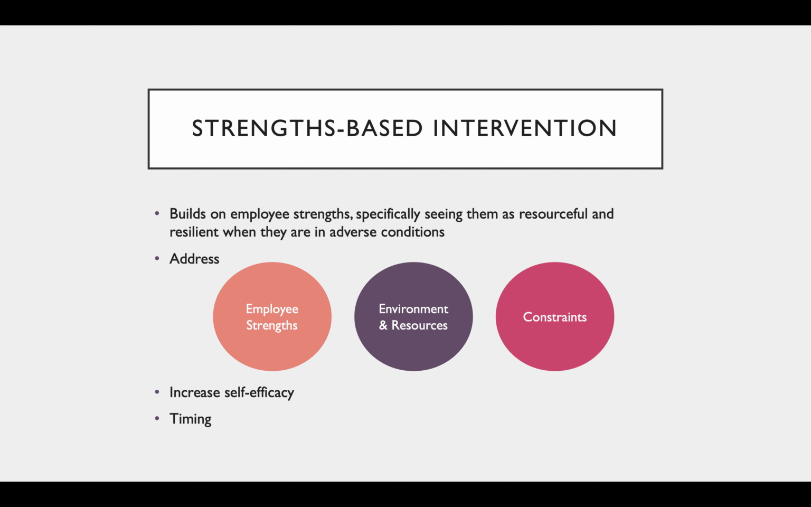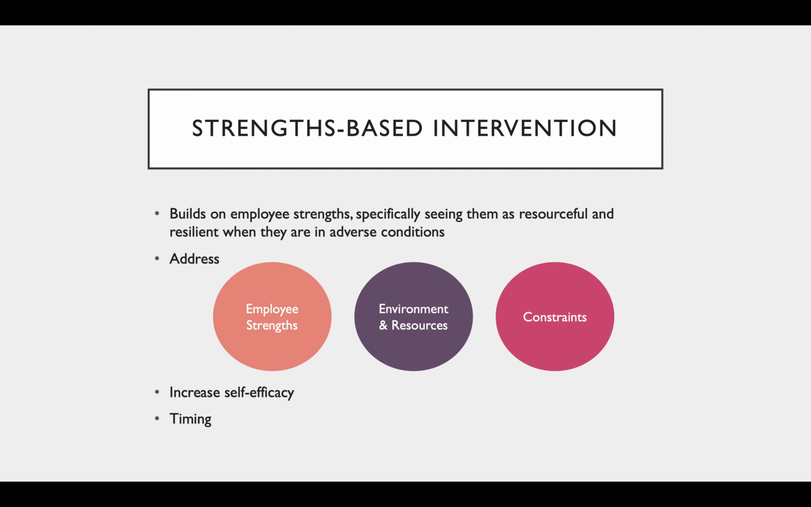Strengths-based intervention is the last intervention strategy that we are going to talk about, and it is based in social work. This approach builds on employee strengths, specifically seeing them as resourceful and resilient when they are in adverse conditions. In a strengths-based approach, you want to identify employee strengths. Strengths can include attitudes, skills, knowledge, and approaches to problem solving. This allows a person to see themselves at their best in order to see the value they bring by just being them, and allows them to capitalize on these strengths rather than focusing on the negative characteristics.